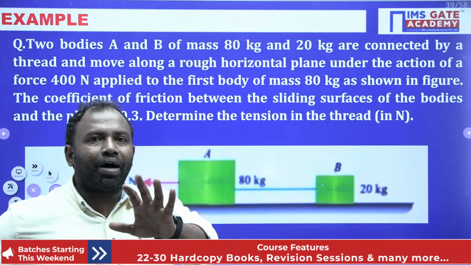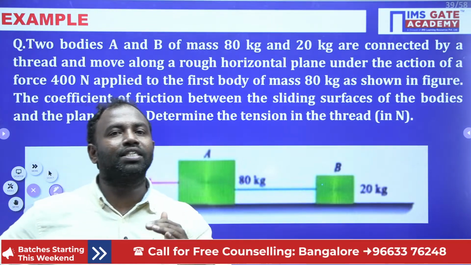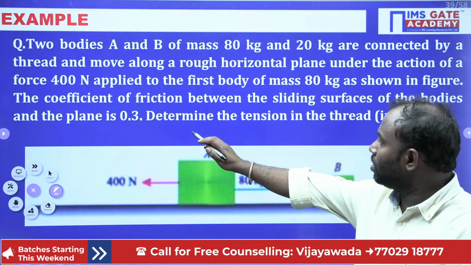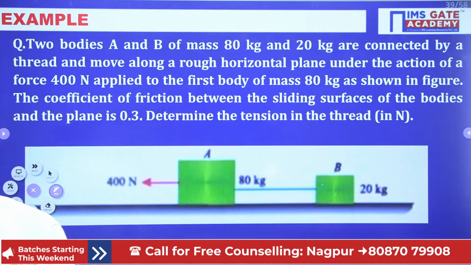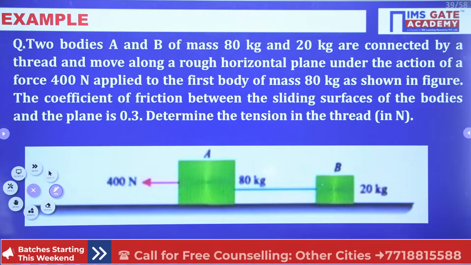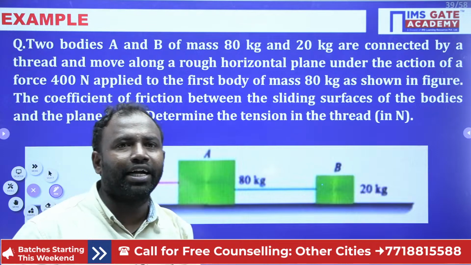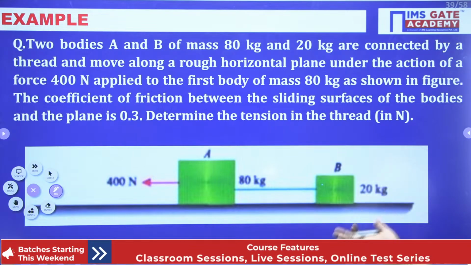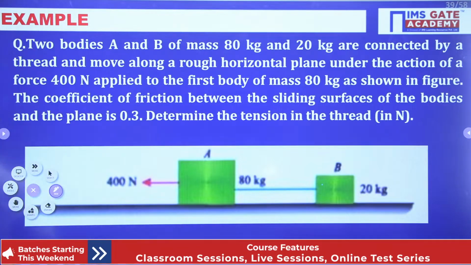So the first body's mass is 80 kg, as shown in the figure. Now the coefficient of friction between the sliding surfaces of the bodies and the plane is 0.3. Determine the tension in the thread, right? Very simple, guys. These kinds of problems you can solve in a very simple way. Now we apply the same sigma Fx equal to m a_x, so that you are going to get the tension in the thread.